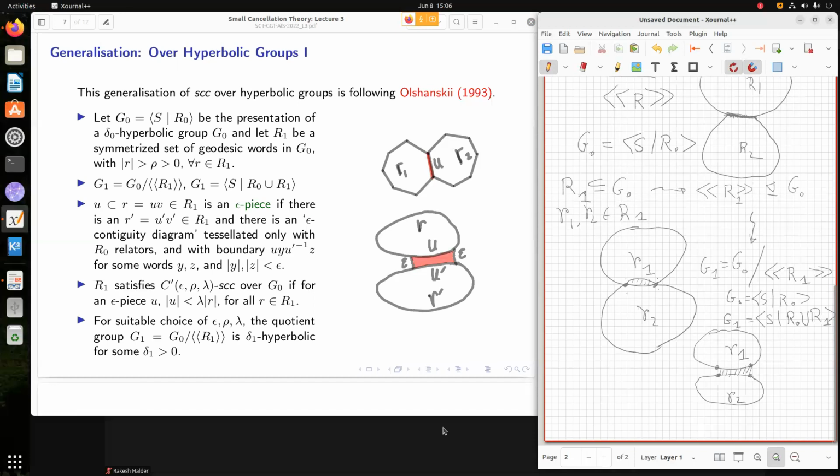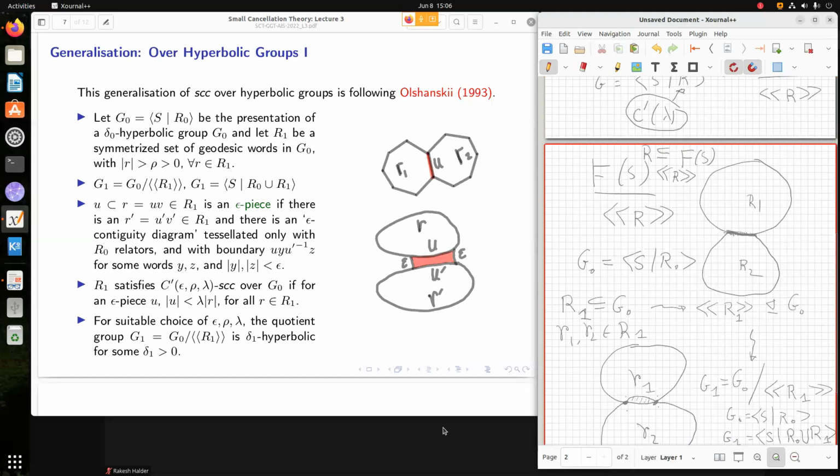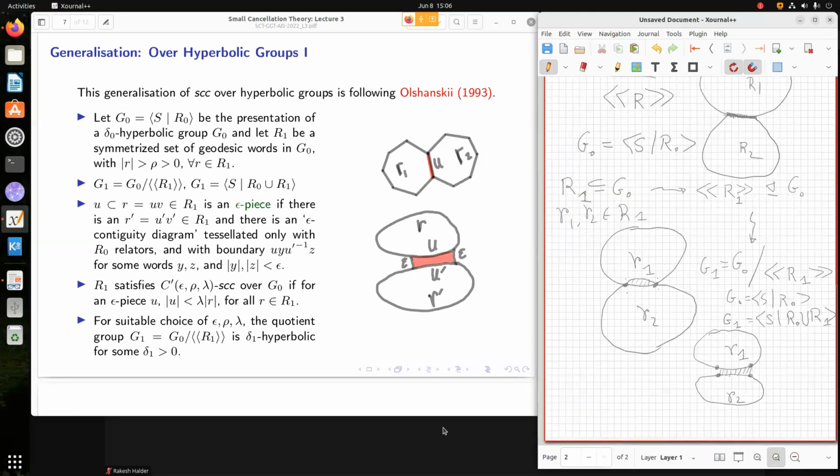situation is quite different because between two relators, we may not have a picture like this. Two relators may behave like this. They are coming quite close, maybe here, but they are not overlapping. These two are not same subwords. So how to capture that kind of a situation?